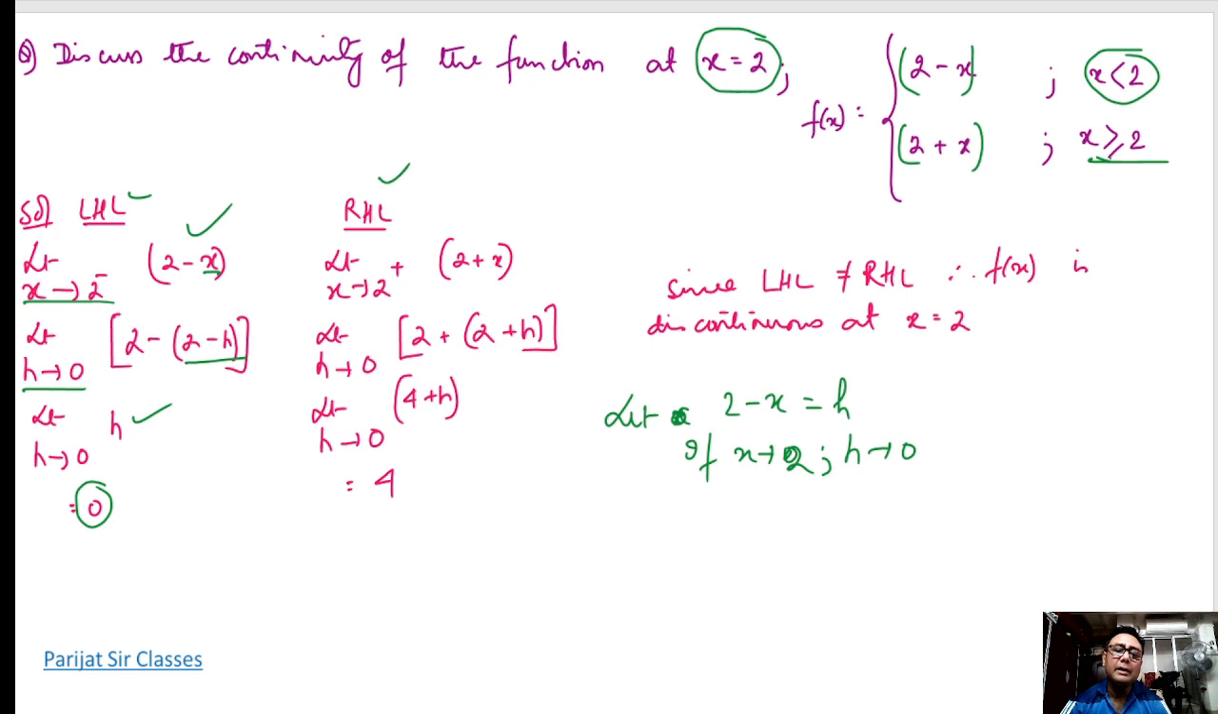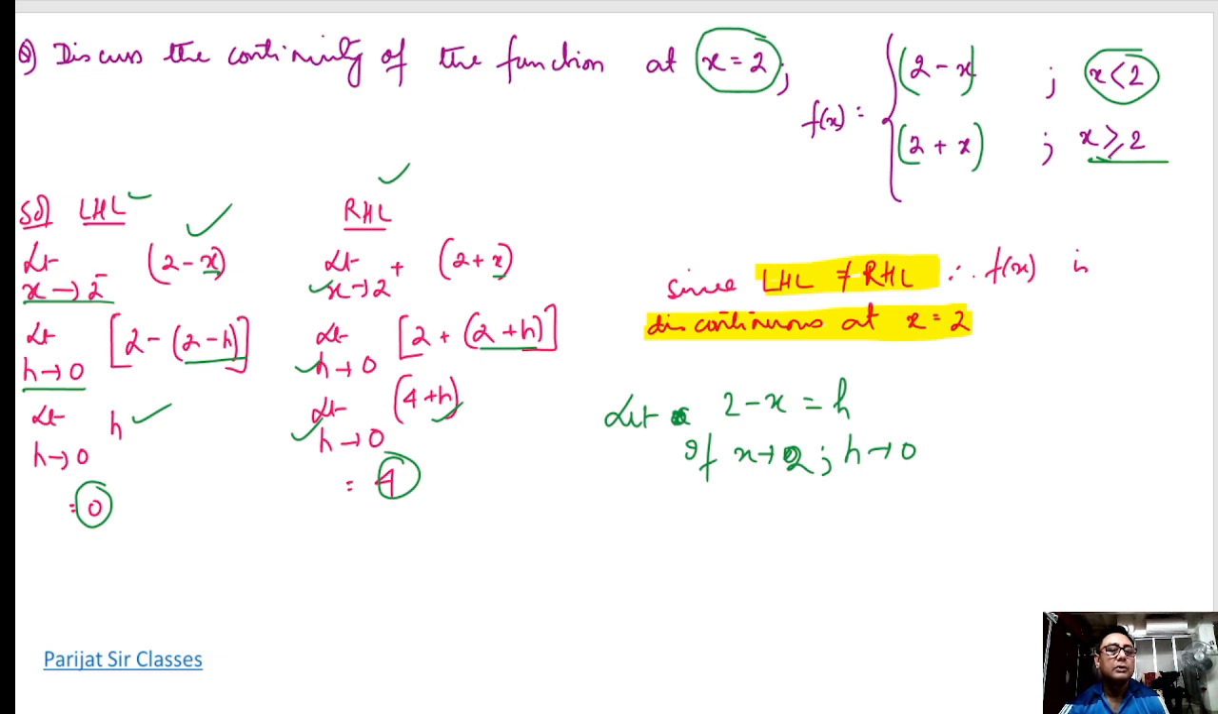For the right hand limit, again in place of x, I am putting 2 plus h. So x tends to 2 means h tends to 0. So we are getting 4 plus h, and if I put the value of h as 0, I am getting 4. So we can see that the left hand limit is not equal to the right hand limit, so it is coming discontinuous at x equal to 2. Clear?